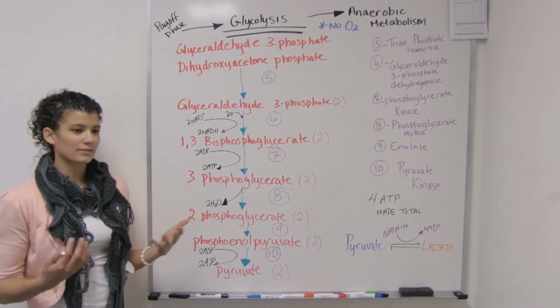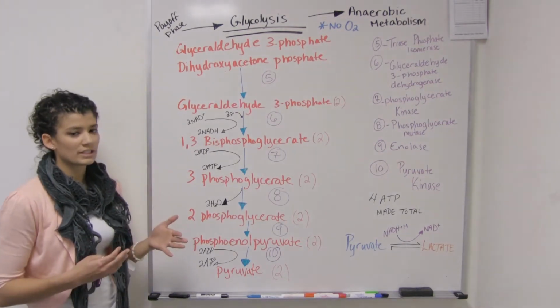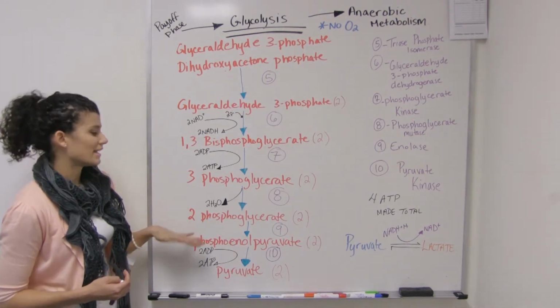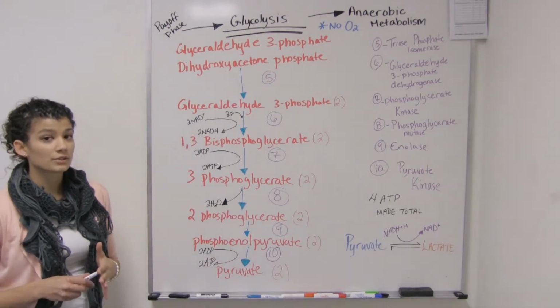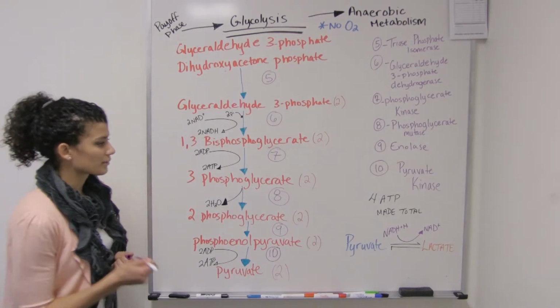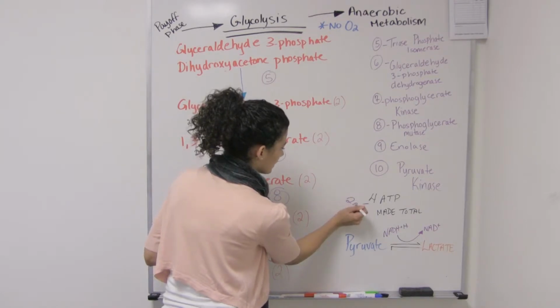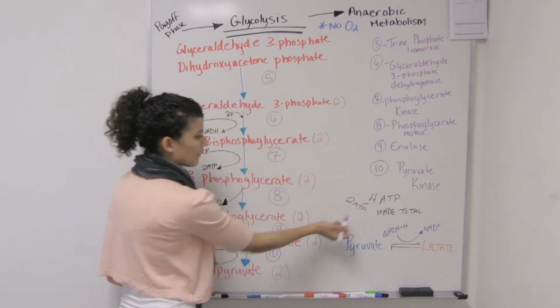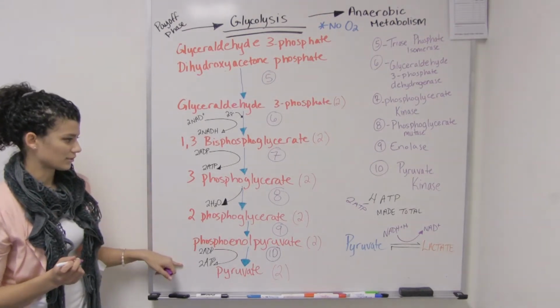So we had to sort of spend money to make money. We spent 1 to 2 ATPs in the investment phase, and in the payoff phase, we made 4 ATPs. So if we started with glucose, we know that we had to invest 2 ATP at the very beginning. And so as a result, we have to subtract 2 ATP from the net total that we made, meaning we would have made a total of 2 ATP at the end of this reaction.